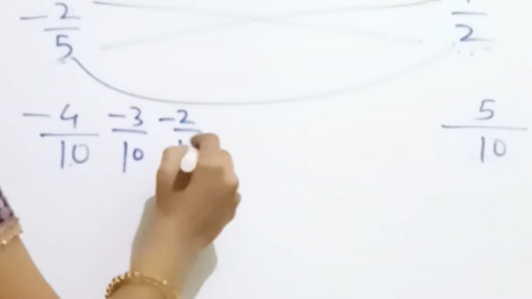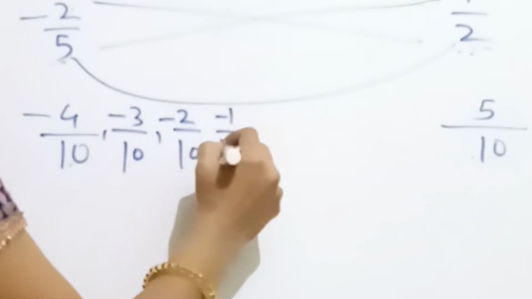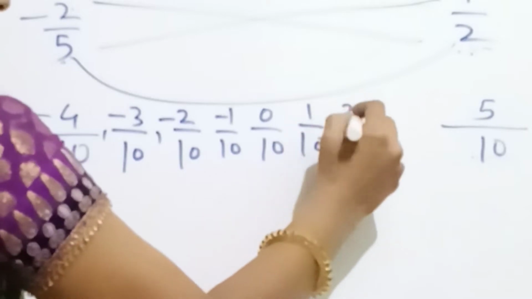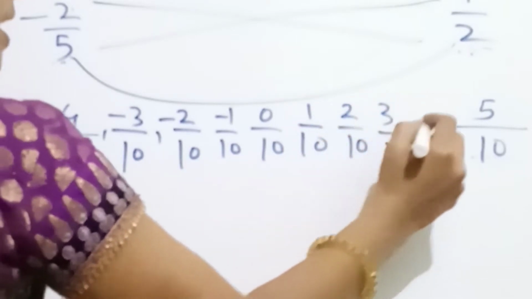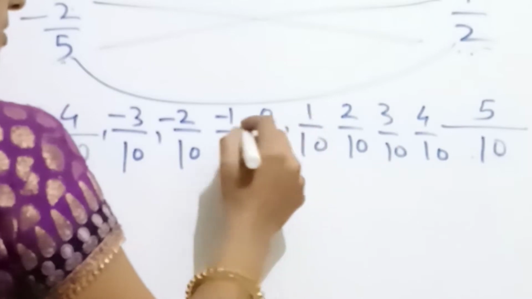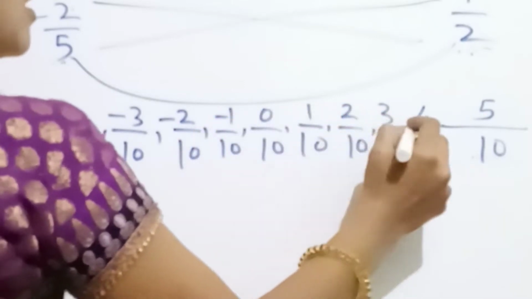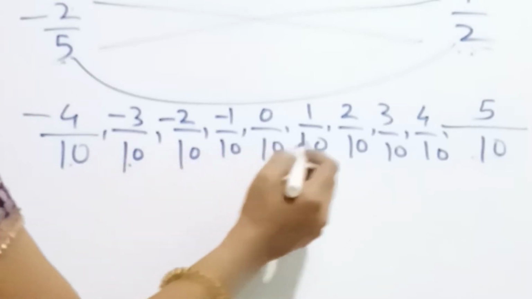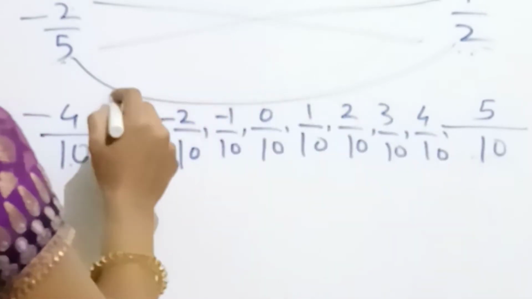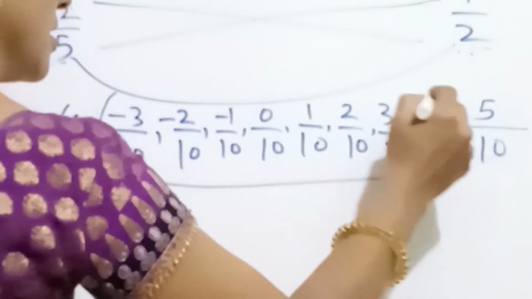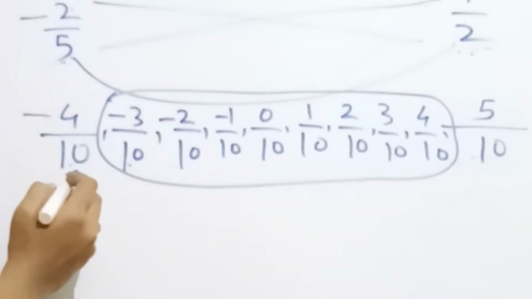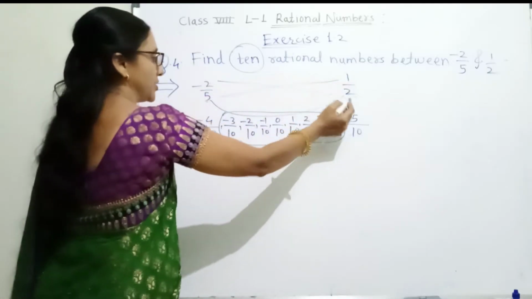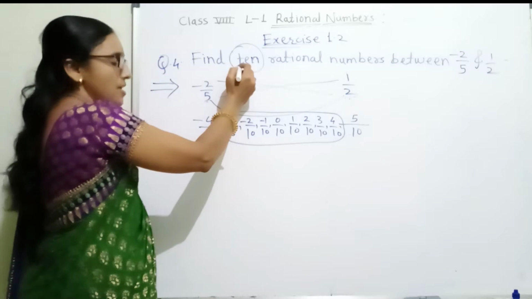minus 2 by 10, minus 1 by 10, 0 by 10, 1 by 10, 2 by 10, 3 by 10 and 4 by 10. Count these numbers: 1, 2, 3, 4, 5, 6, 7, 8. These are 8 rational numbers between minus 4 by 10 and 5 by 10, meaning minus 2 by 5 and 1 by 2. But we want 10 rational numbers.